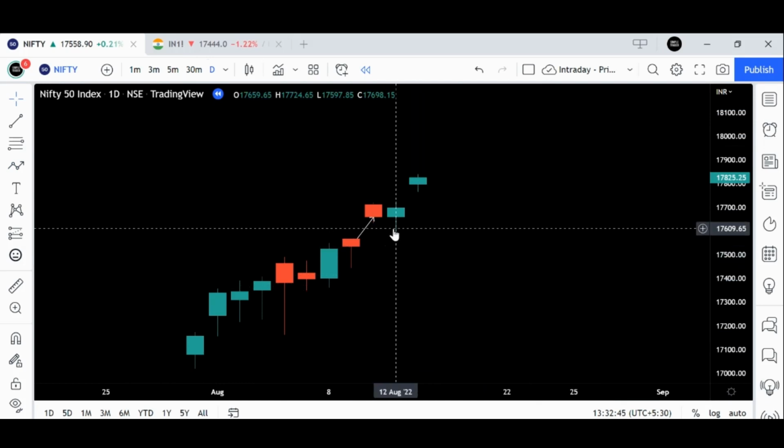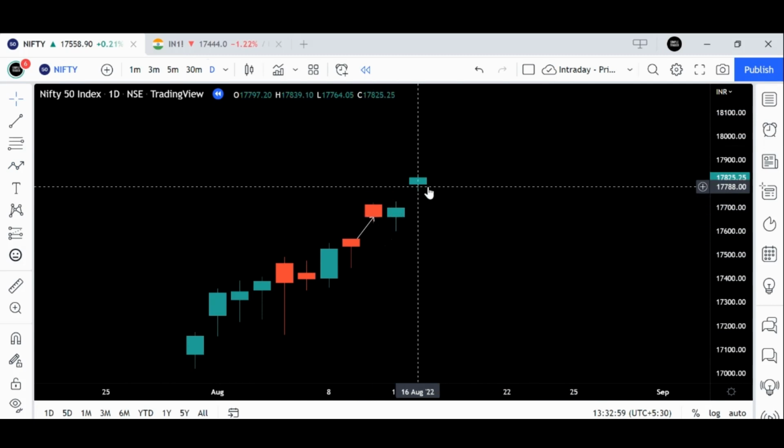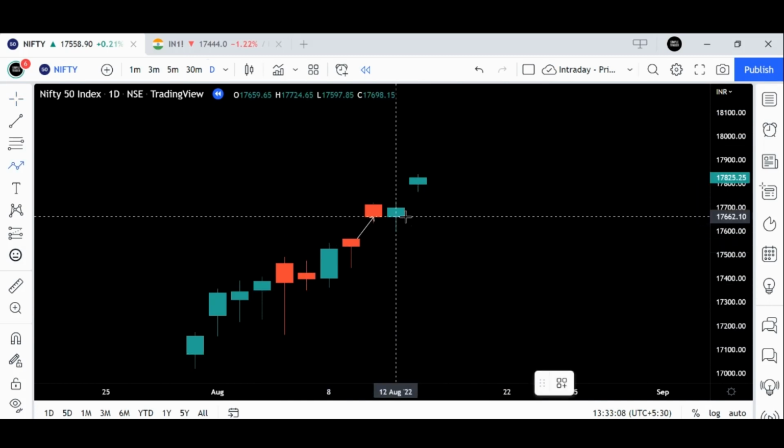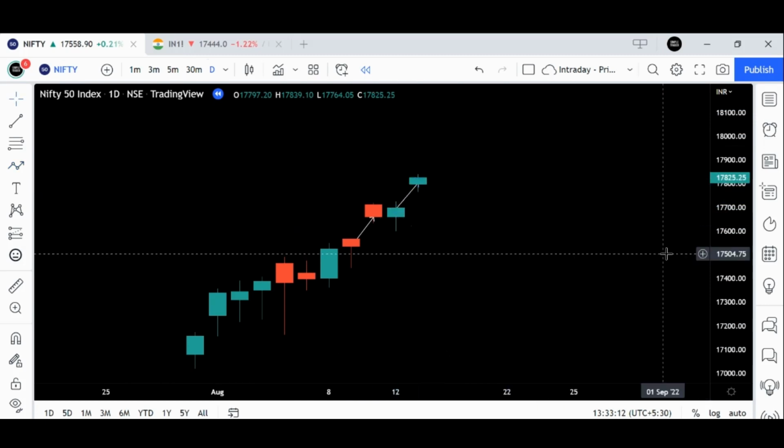On the next day, 12th of August, the price opened at 17,659 and the previous day close was 17,659. So there is no gap. It was a flat open. On the very next day, on 16th of August, the price opened at 17,797. From this close to this open, this is a gap.